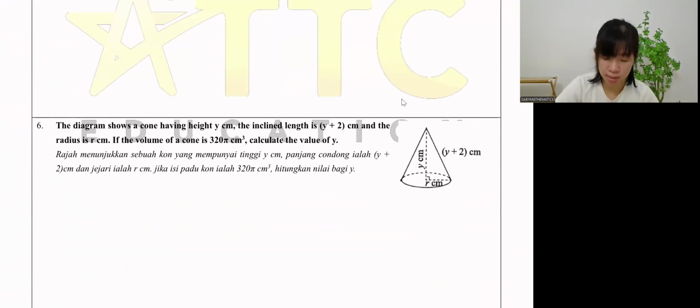Okay, all right, number 6. Okay, the diagram shows a cone having height y, inclined length, okay, which is the slant length y plus 2, and the radius is r. Volume of the cone is 320 pi. Find the value of y.